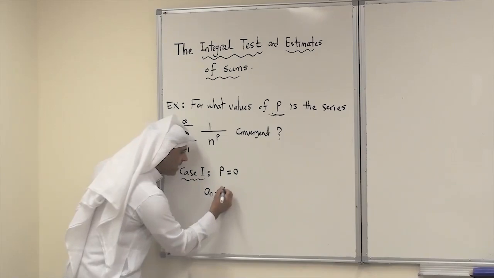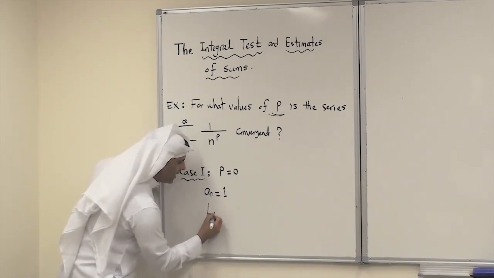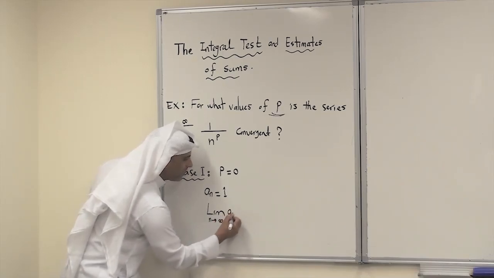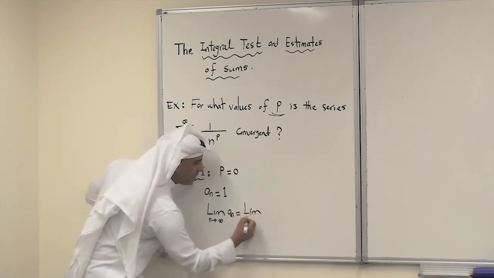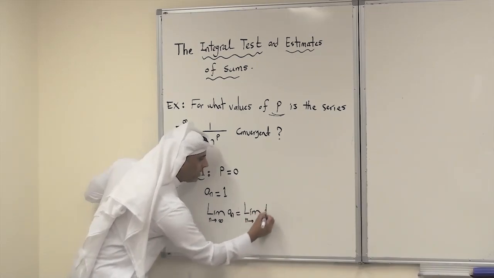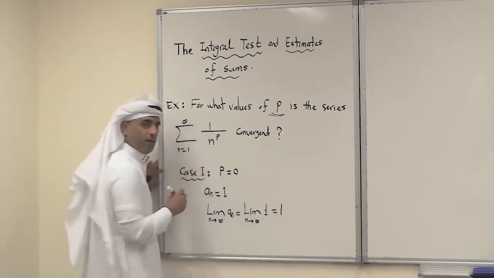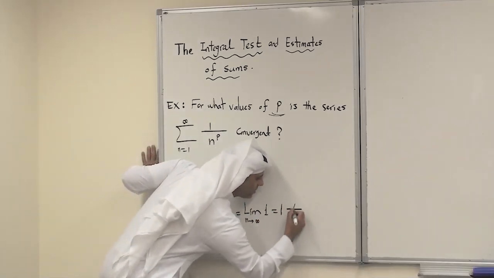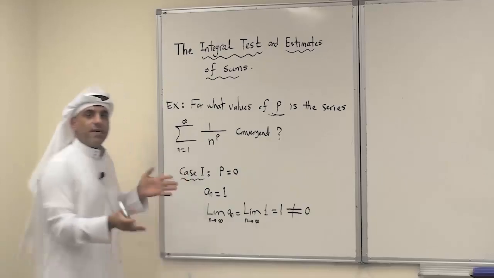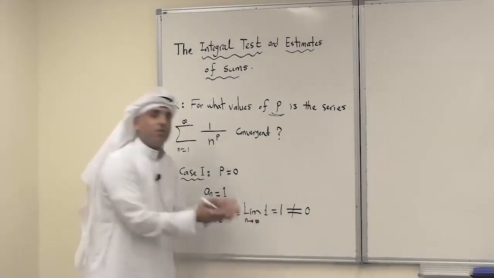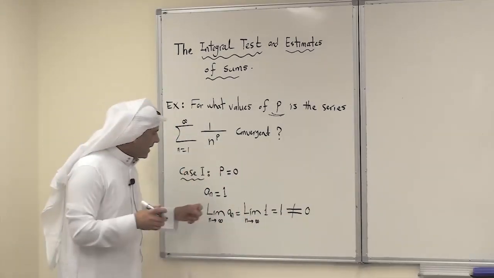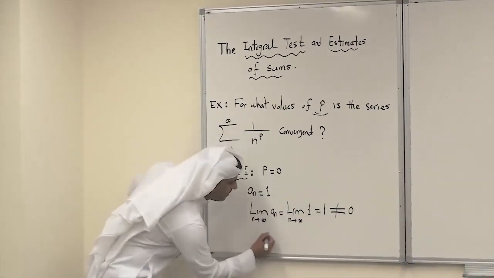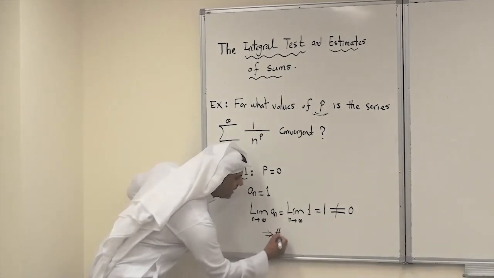Okay? And if it is equal to 1, we know that the limit as n goes to infinity of AN is equal to the limit as n goes to infinity of 1, and the answer is equal to 1. Now, from our previous talks, we said if the limit of AN is not equal to 0, for two reasons, either it's a number not equal to 0, or it is infinite. In that case, if the limit equals a number which is not equal to 0, the conclusion is what? The series is divergent.